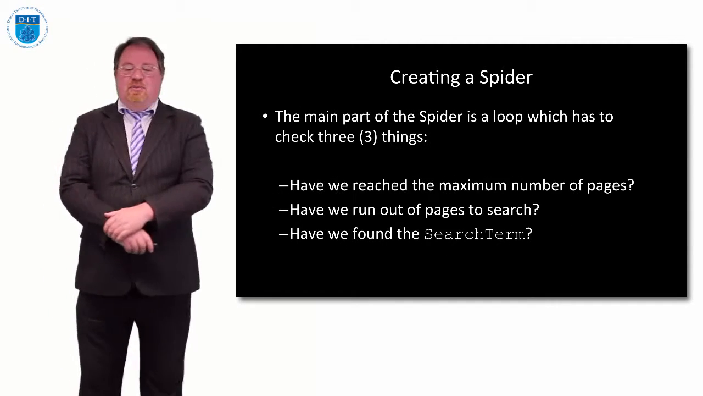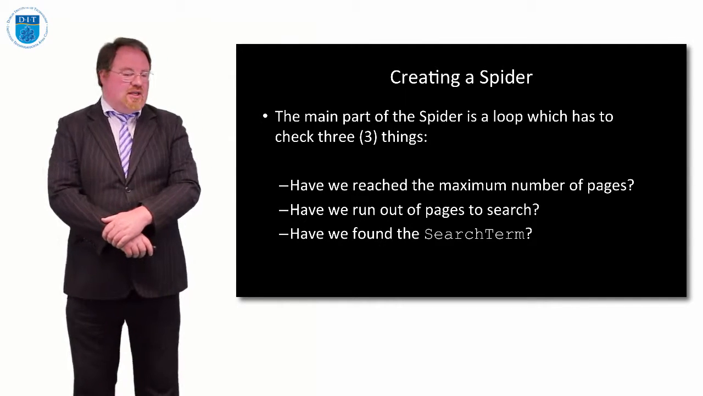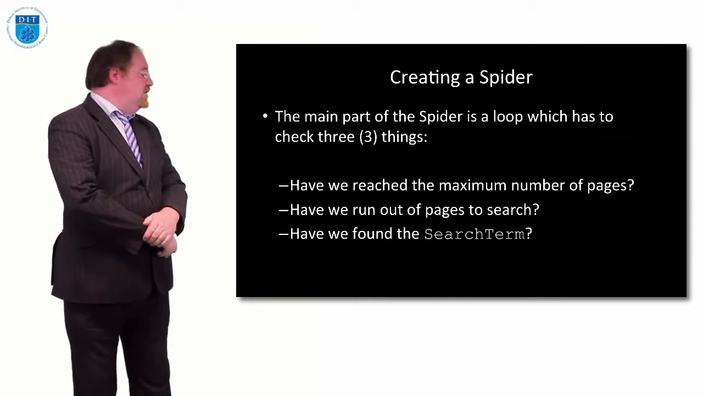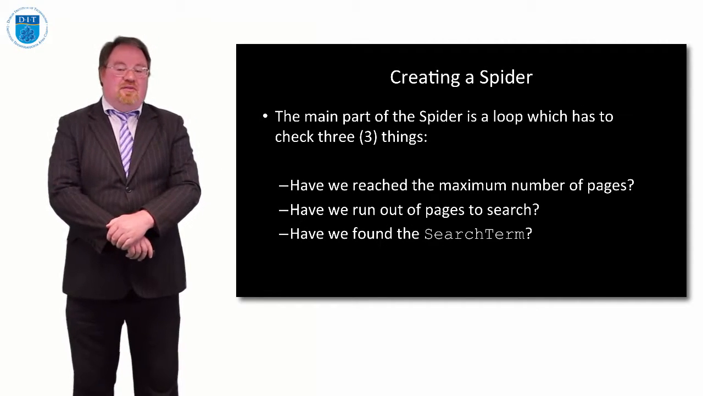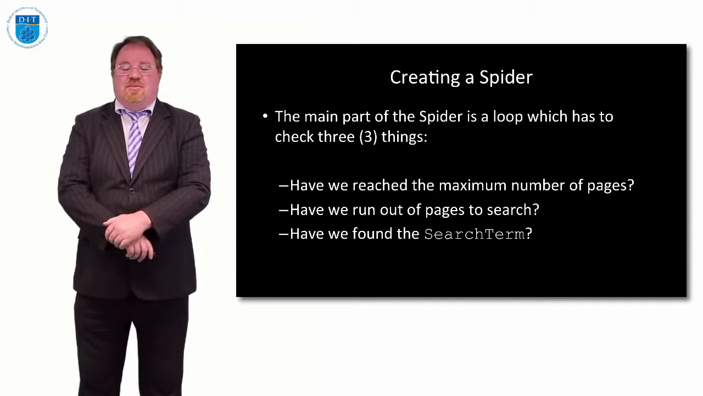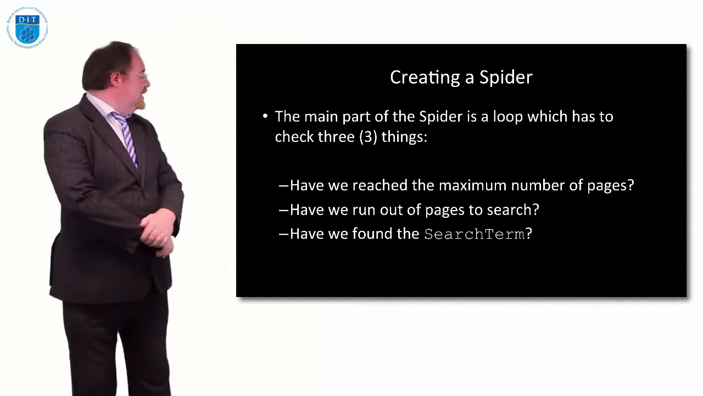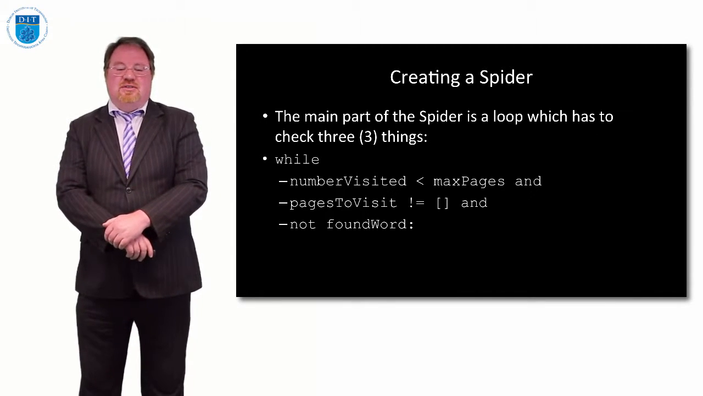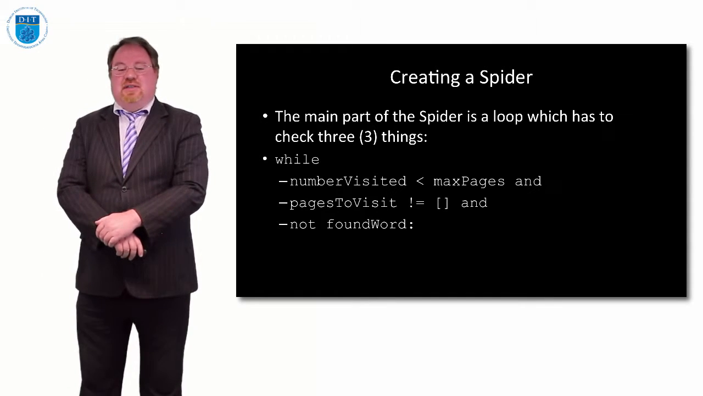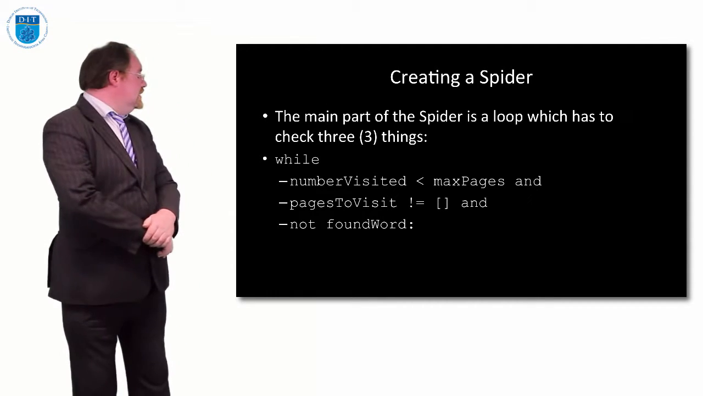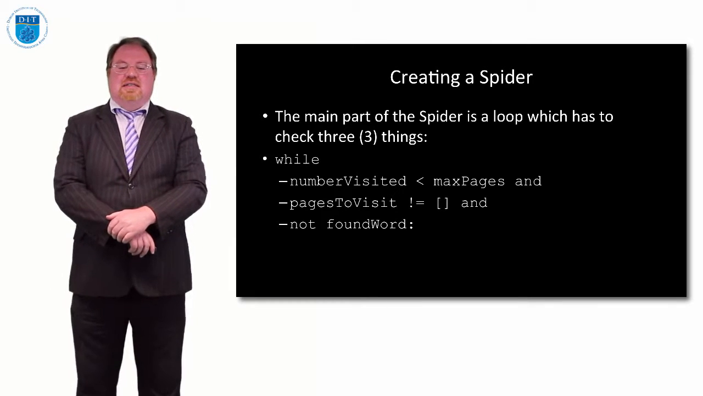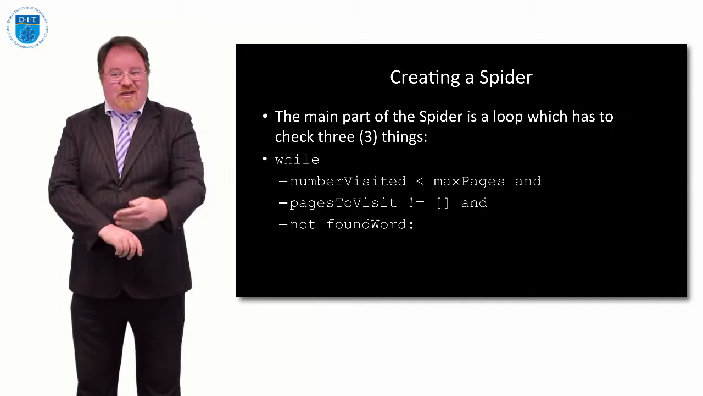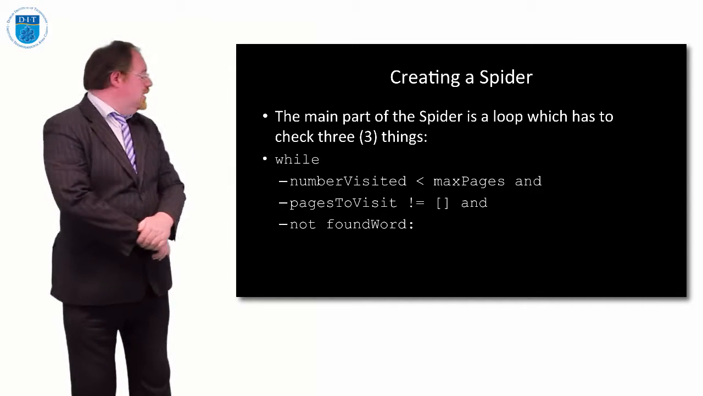In terms of the main loop of the spider, there's 3 things we need to check. Have we reached the maximum number of pages? Then we should stop the loop. Have we run out of pages to search? Then we should stop the loop. Or have we found the particular search term we're looking for? Then we can stop the loop as well. So in terms of Python, that looks like: while the number of pages visited is less than the maximum number of pages, and pages left to visit is not null, so we haven't run out of pages, and we have some boolean called found word, and as long as that's not found, then our spider is going to keep doing our URL open and our URL join and working away.